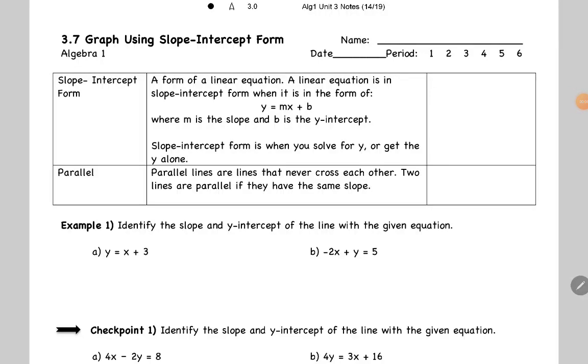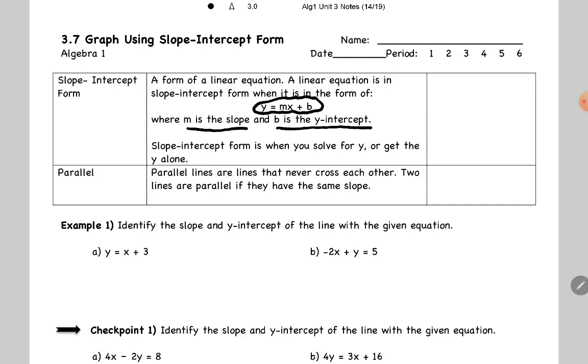We graph using the slope-intercept form. So we graph using tables, we graph using x-intercepts. Now we're going to use the slope-intercept form. Slope-intercept form is this equation here, y equals mx plus b, where m is the slope, so the slope that we found out last time, and b is the y-intercept.